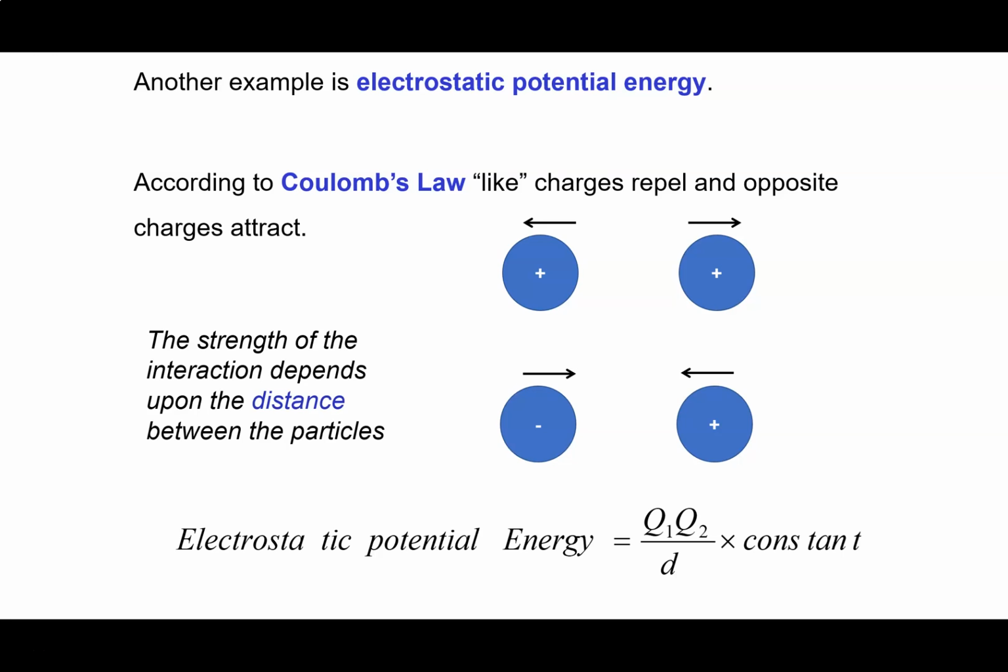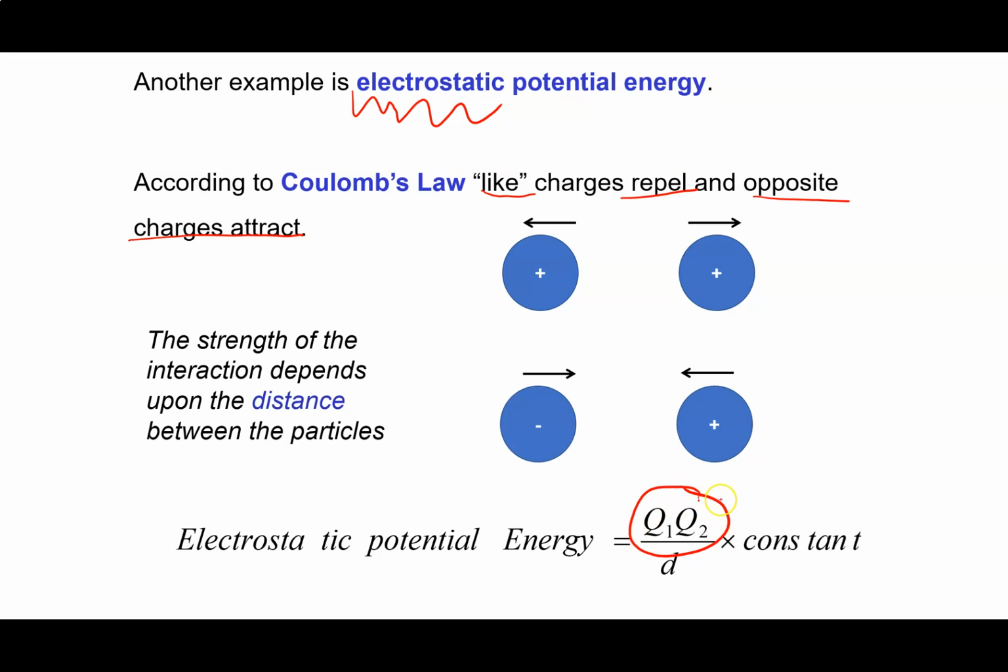Another example of potential energy that's of particular importance to chemists is electrostatic potential energy. And electrostatic potential energy is the energy that arises as a result of the position of charged particles. And this is described by Coulomb's law that says that like charges repel one another and opposite charges attract. But Coulomb's law goes a little bit further, and it says that the closer the particles are to one another, the more they interact. So the electrostatic potential energy is actually dependent upon a couple of things.